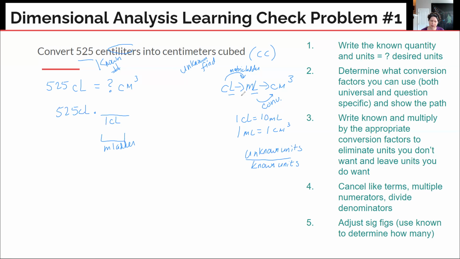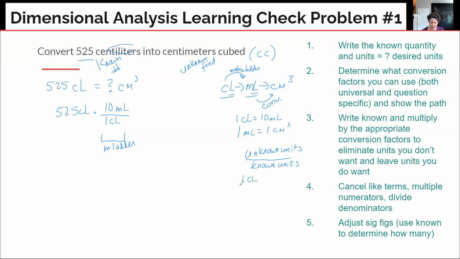Unknown is what I'm trying to find. I'm going from centiliters to milliliters. So I'm trying to find milliliters. So milliliters has to go on the top. 1 centiliter equals 10 milliliters. So I just put my conversion into fraction form.